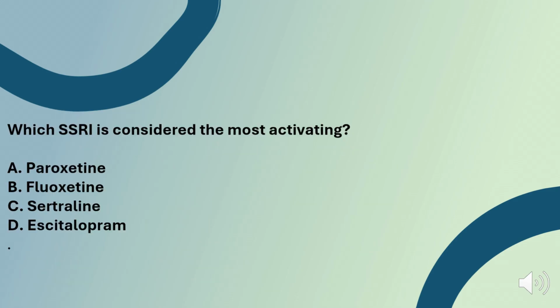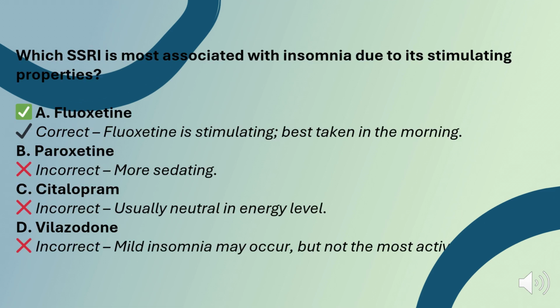Which SSRI is considered the most activating? So, which SSRI is most associated with insomnia? If you said fluoxetine because of its stimulating property, you are correct. It's actually recommended that you take it in the morning so it will not keep somebody awake, because it does cause some stimulation during the day. Paroxetine is more sedating. Citalopram is usually neutral in energy level, and vilazodone is incorrect. It does have some mild insomnia that could occur, but it's not the most activating.